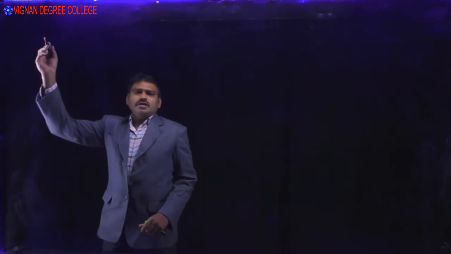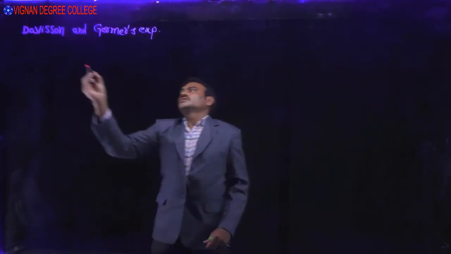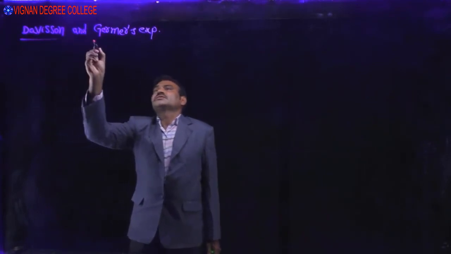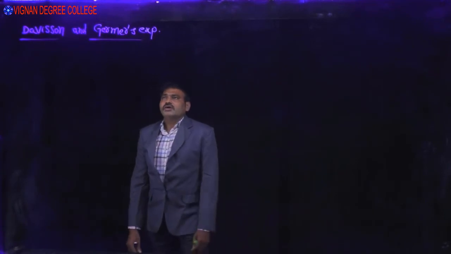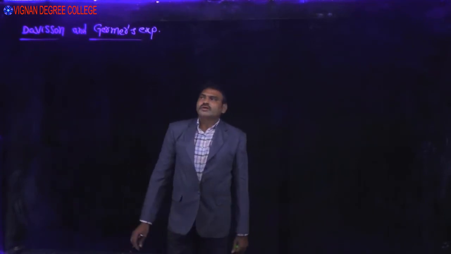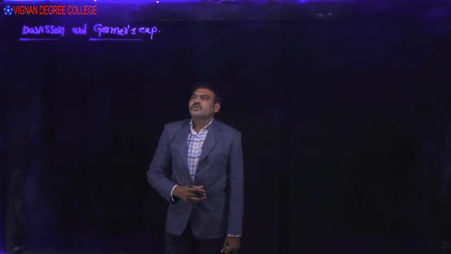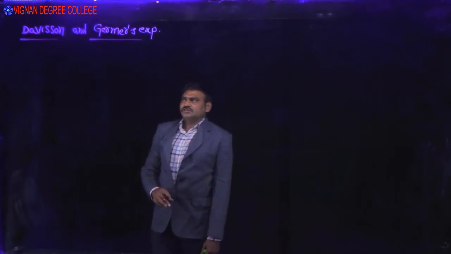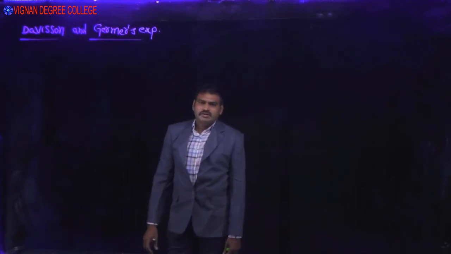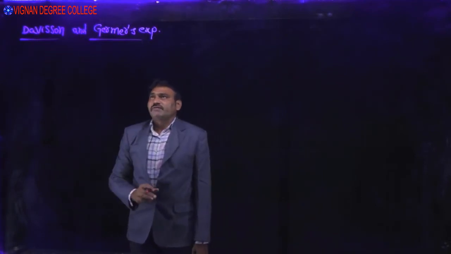Today's topic is Davisson and Germer's experiment. Davisson and Germer conducted an experiment on the electron diffraction pattern. The first experimental evidence of matter waves was given by these two American physicists, Davisson and Germer. They conducted the experiment in 1927.